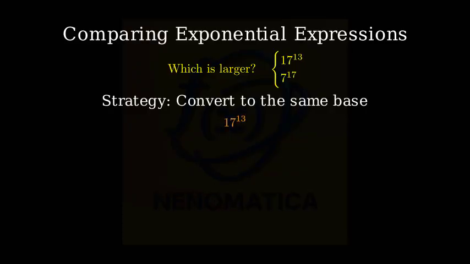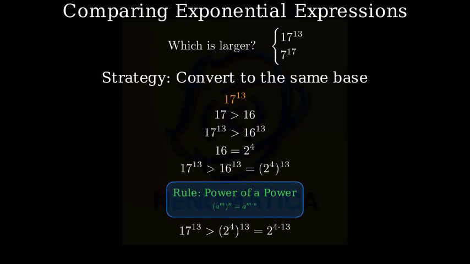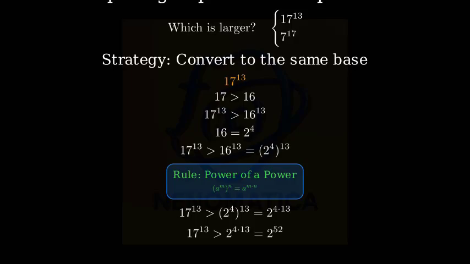We have 17 to the power of 13. First, we'll use the fact that 17 is greater than 16. This means that 17 to the power of 13 is greater than 16 to the power of 13. Now, we can rewrite 16 as 2 to the power of 4. So 16 to the power of 13 becomes the expression 2 to the power of 4, all to the power of 13. Using the power rule for exponents, when we have a power raised to another power, we multiply the exponents. So 2 to the power of 4, all raised to the power of 13, equals 2 to the power of 4 times 13, which is 2 to the power of 52.